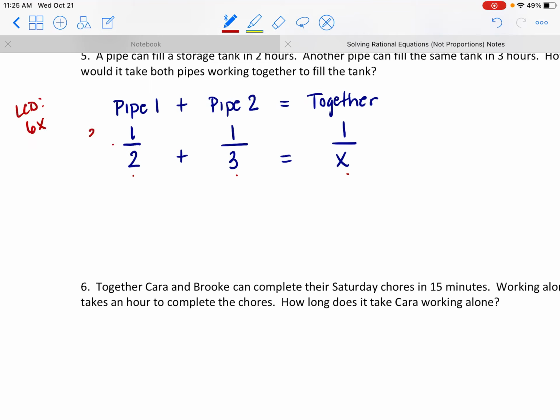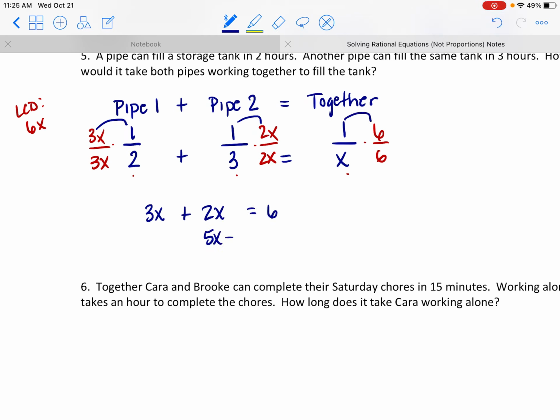So I'm going to multiply by 3x here. I'm going to multiply by 2x here. I'm going to multiply by 6 here, and then 6x, 6x, 6x. My denominators are all the same, which means now I can solve using just my numerators. So I have 1 times 3x, which is 3x, bring down the plus, 1 times 2x is 2x, bring down the equal, 1 times 6 is 6.